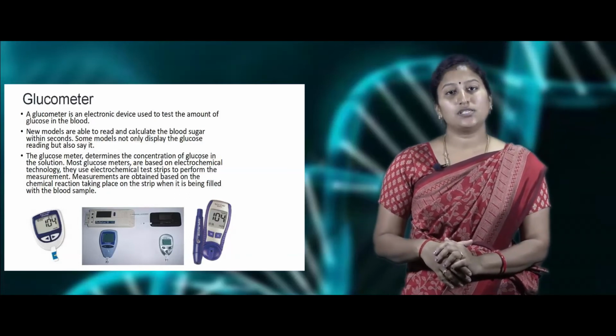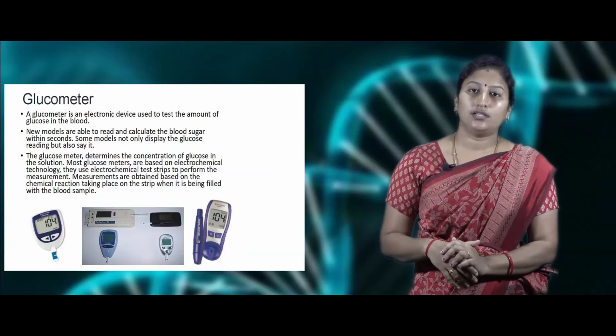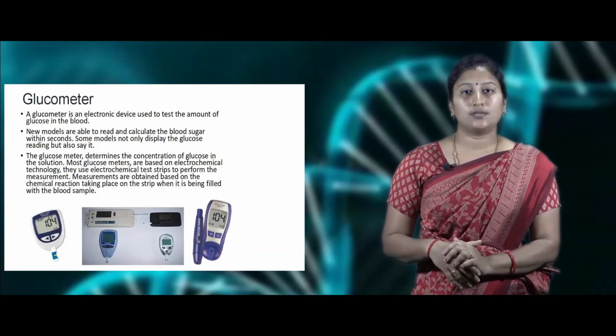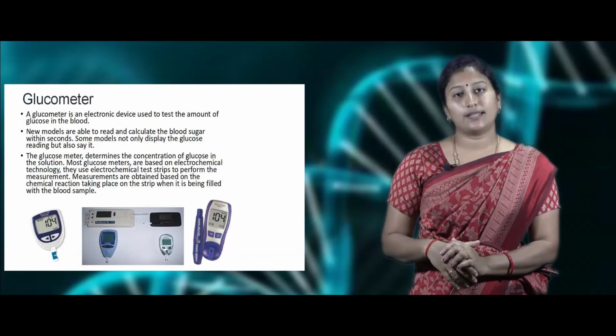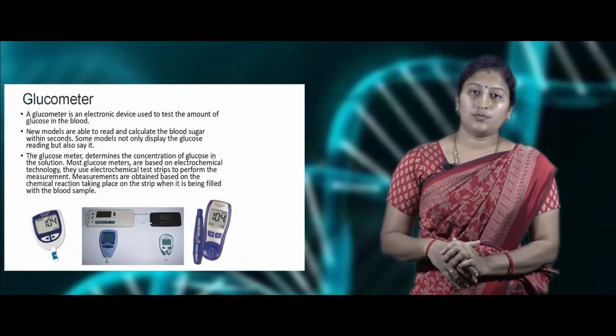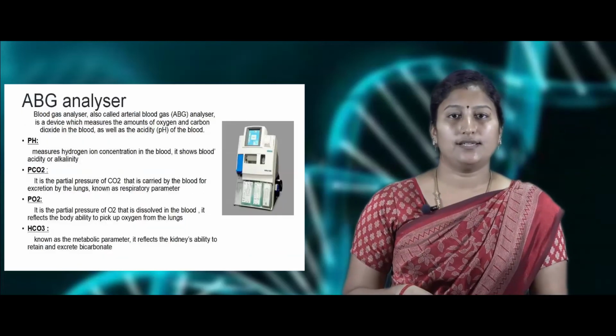Mostly glucometers are based on electrochemical technology and they use electrochemical test strips in order to determine the measurements. Measurements are based on the electrochemical reactions taking place in the strip when it is being filled with the blood sample.